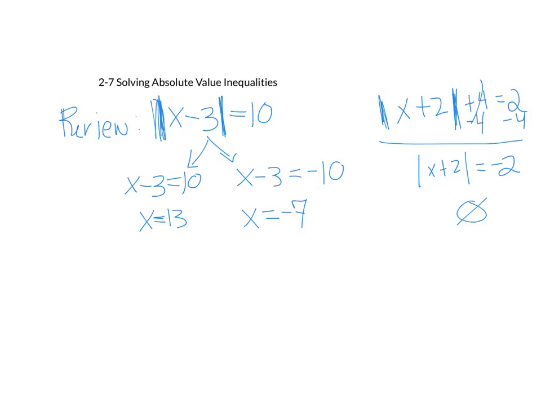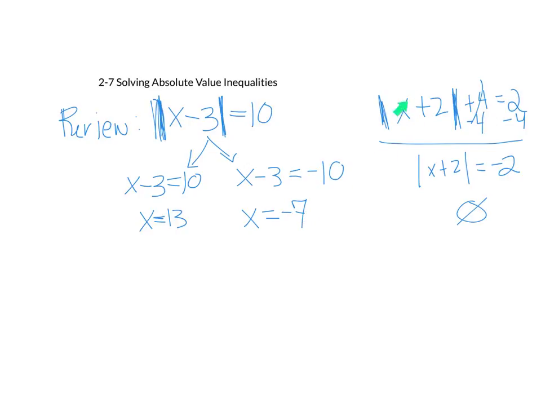Okay, so this is 2-7, solving absolute value inequalities, but I wanted to stop and review for a second solving absolute value equations, because there's some similarities in what we're going to learn today. So when we have absolute value of x minus 3 equals 10, and the absolute value bars are isolated, we write two cases, one with that number 10 and the other with the opposite sign, negative 10. And then you solve them and you get your two solutions.